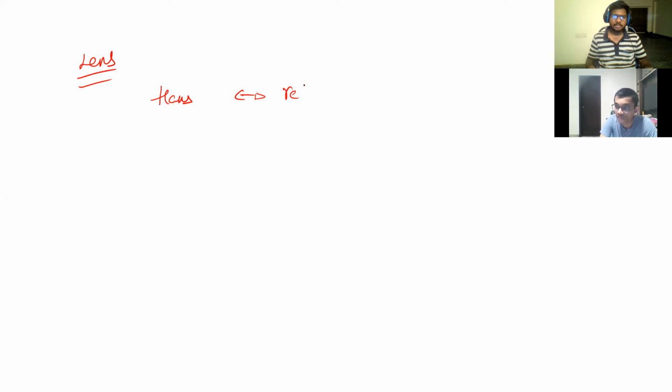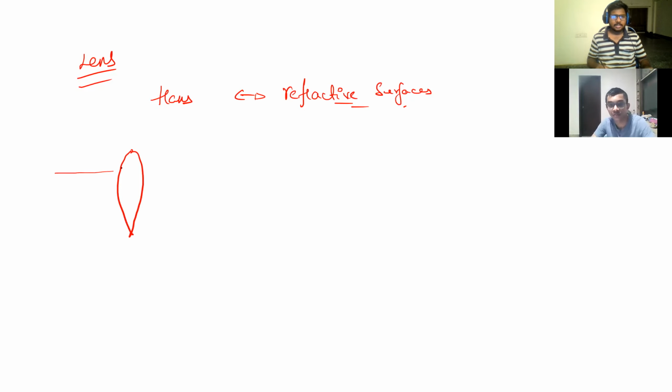The transparent material having two refractive surfaces. Suppose an example like this. Whatever the light ray enters here, there is a medium transfer from one to here. Mostly for the NEET exam, they will give on both sides one medium, and there will be the medium of the lens. But in advanced, they might give you 1, 2, 3 mediums. The medium here is 1, here is 2, here is 3.